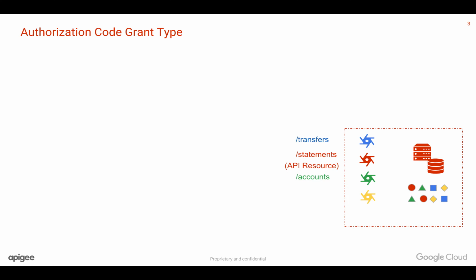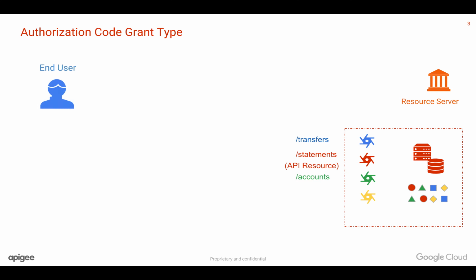Let's say you have a backend system where you have data stored and you're exposing that data as APIs. Let's say this backend store or the target system is a resource server that belongs to XYZ bank that is providing fund transfers API, account statements API, as well as accounts API.